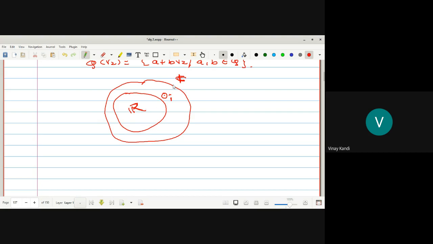If you join this I to this R, what is R of I? According to field adjunction, what did I do to R? I joined the element I. So what will happen? What will be the nature of the set? A plus bi, such that A and B belong to R. And this set is nothing but the set of complex numbers.